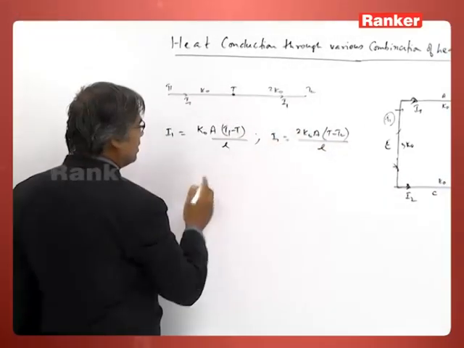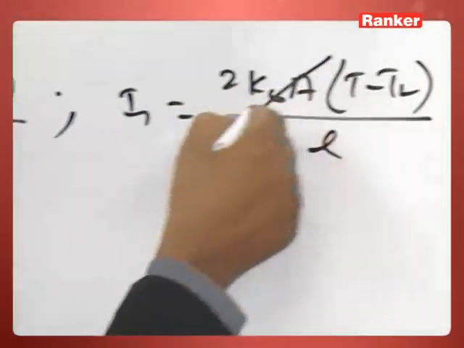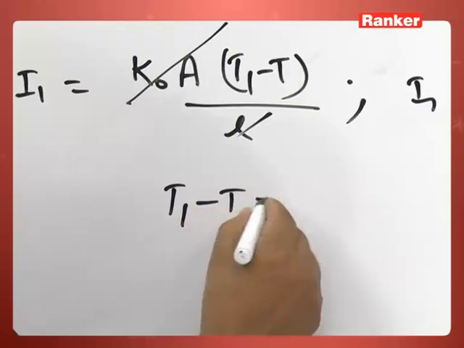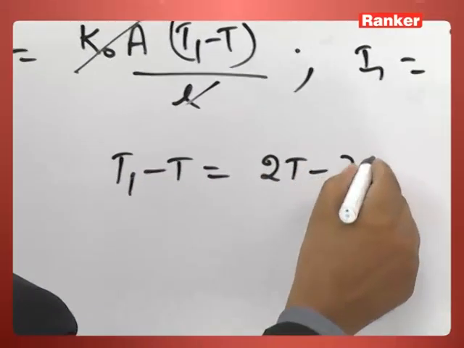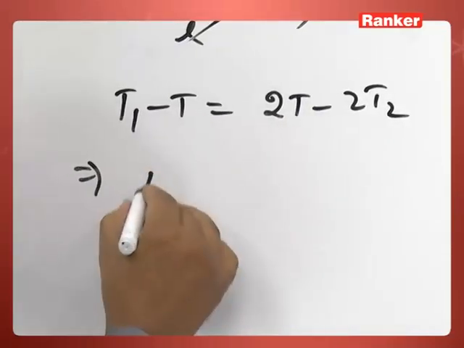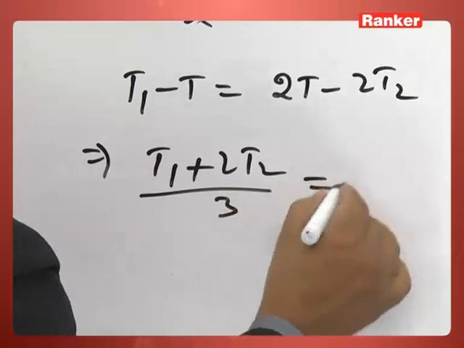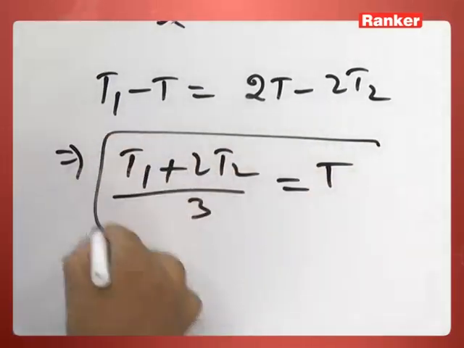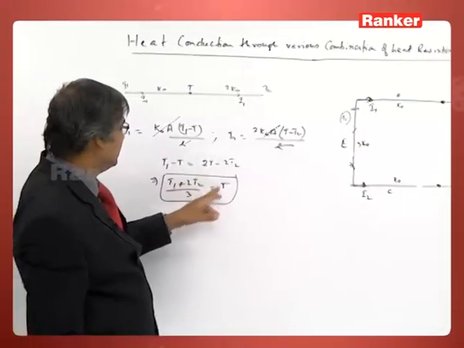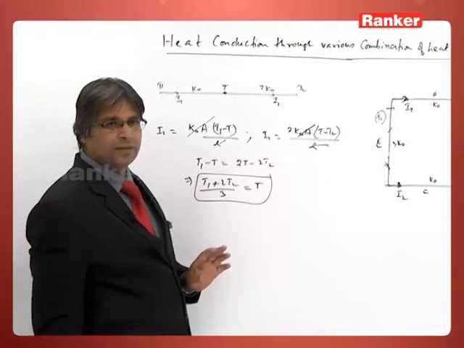These two are equal, so let us equate them. We have K naught A, K naught A, L, L. So, we have T1 minus T is equal to 2T minus 2T2, which implies 3T equals T1 plus 2T2. So, we have the temperature as T is equal to T1 plus 2T2 by 3.